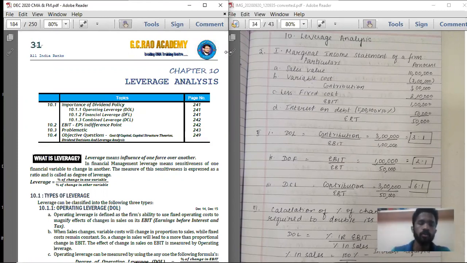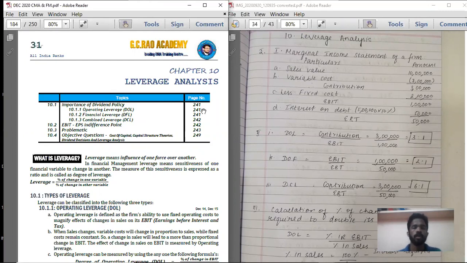Take your material, go to page number 184. Go to your GC Rao Academy material, page number 184. That is leverage analysis. This chapter number 10 is a very easy chapter. There are only a few concepts, 3 to 4 concepts, which you should understand in order to solve all the leverage analysis problems.